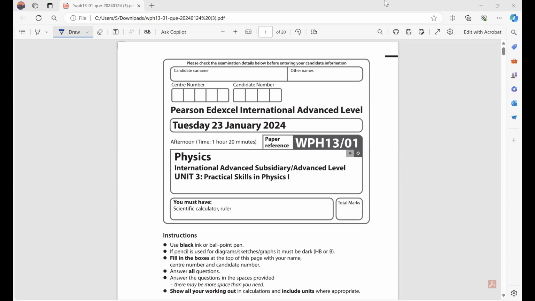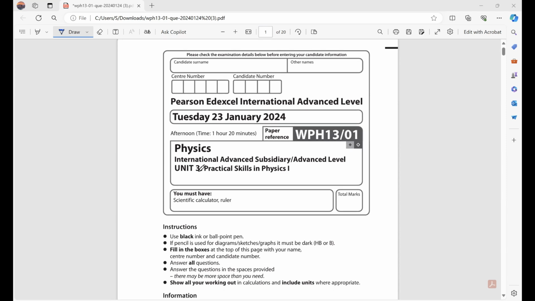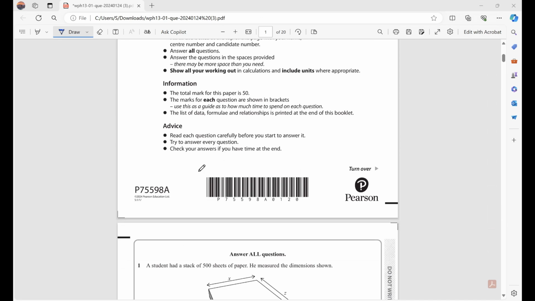Hello guys, so today we are going to practice International A-Level Paper 3, January 2024. This is for Pearson Edexcel, so let's start right away.